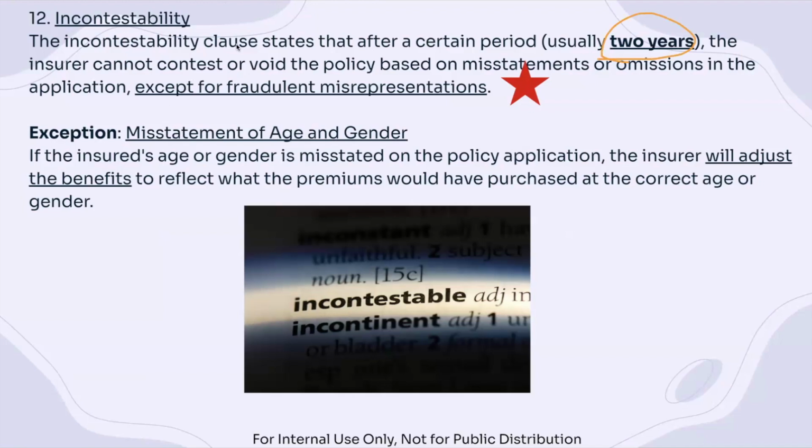And the exception to that is the misstatement of age and gender provision. If the age or gender is misstated, the insurer will adjust the benefits to reflect what the premiums would have purchased at the correct age. So if on the application you said that you were 30 years old, but in reality you were 40, then if the insurer found out, they will adjust the benefits to reflect what the premiums at 40, your actual age, not your made up age, would have purchased.